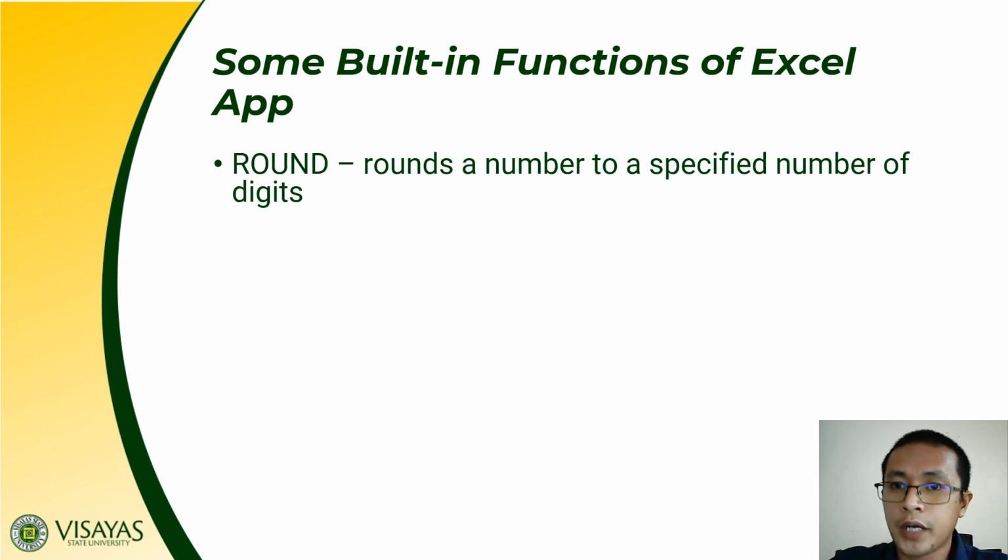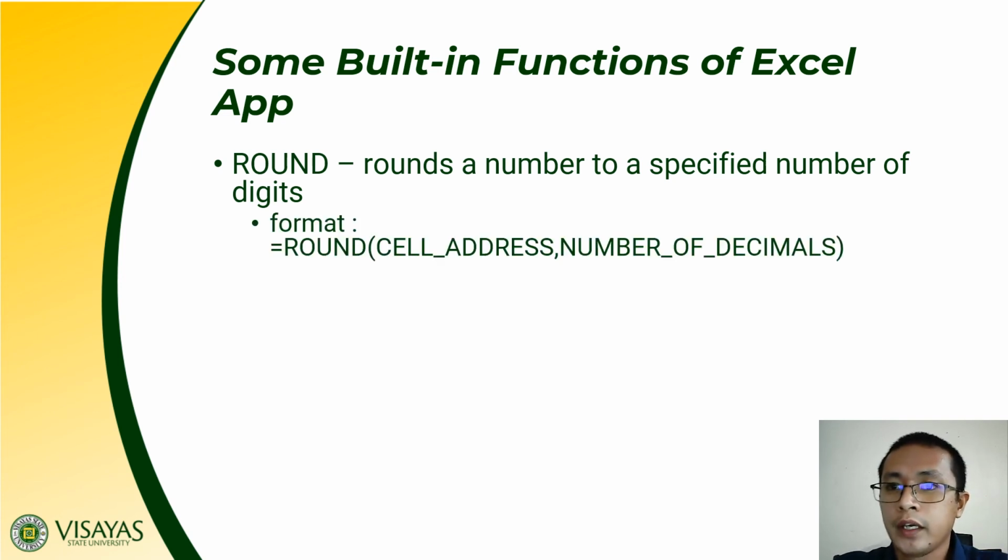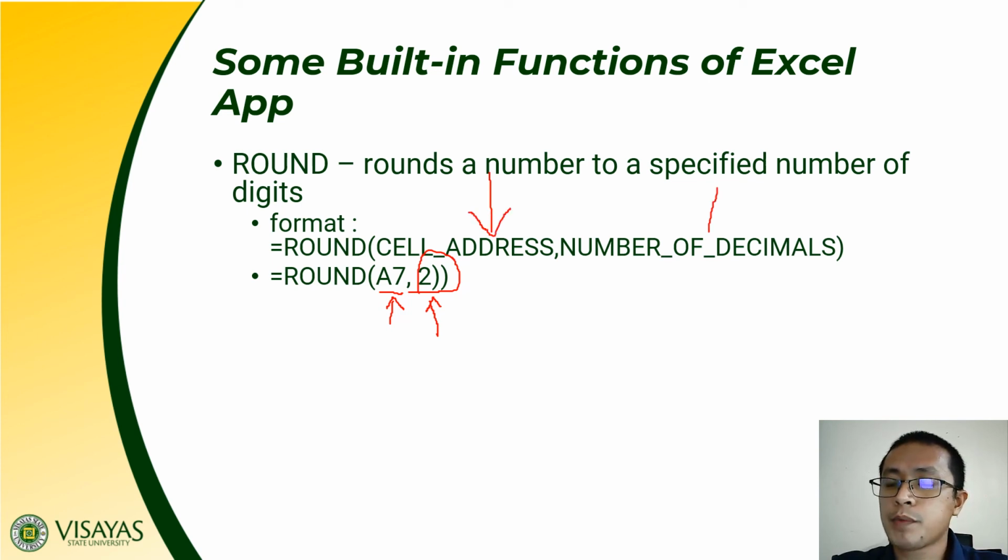Then you also have your ROUND function, which is used to round off a number to a specified number of digits. You specify in how many decimal places you are going to round off your answer or your data. Say for example, you are going to round off your data found at A7 to 2 decimal places. So we pass here the argument of 2. You need to specify the address where the ROUND function is to be applied, and then specify also the number of decimals where the data is to be rounded off. In this case, we rounded off our data up to 2 decimal places.